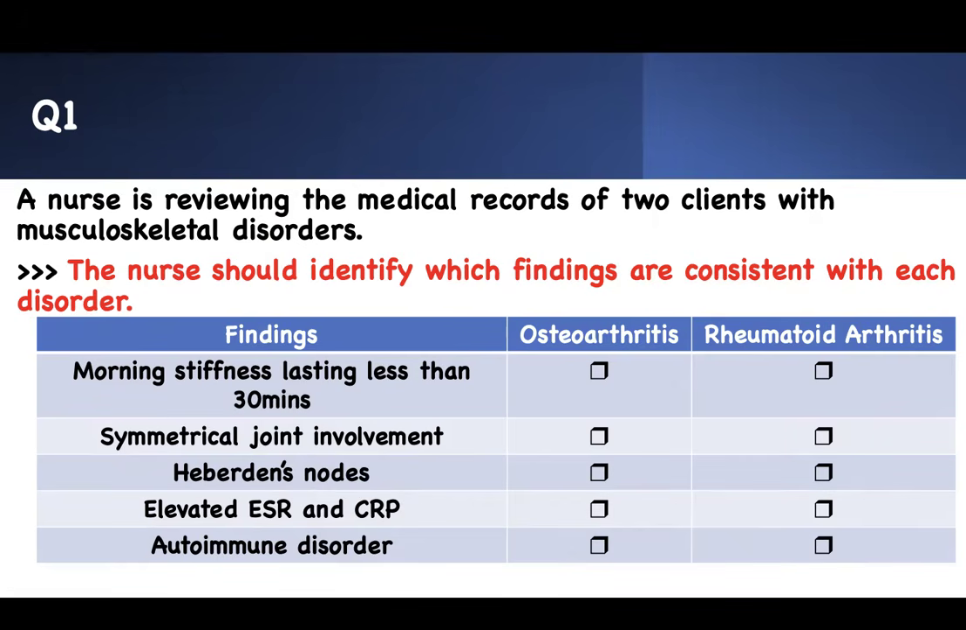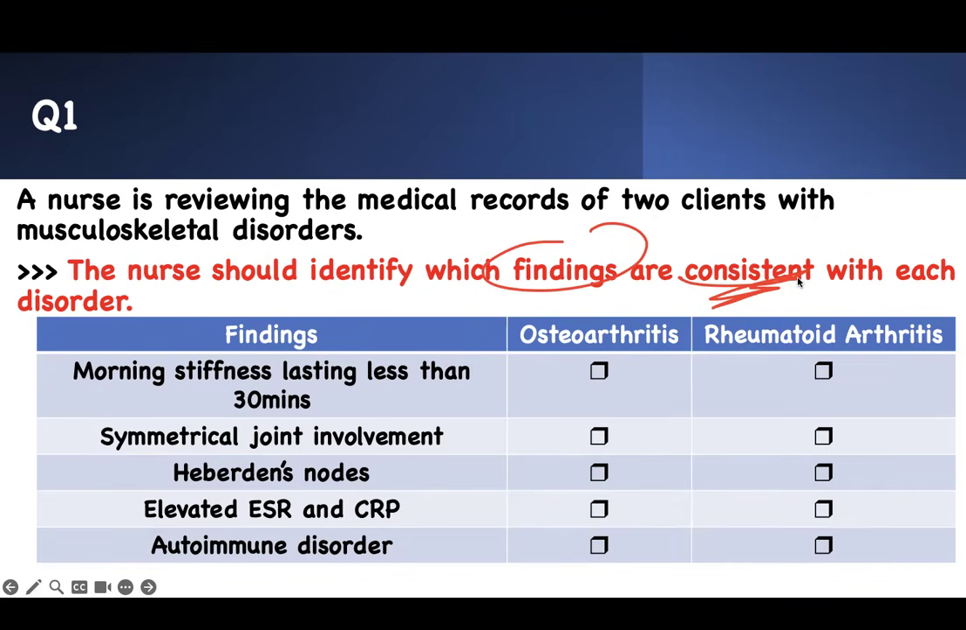When you see this, don't run away from it. Don't over-select. What you need to do, take away the table and ask yourself, is this associated with osteoarthritis or rheumatoid arthritis? That's all. It's just a table. So what is the problem? Read the question from the back and then you identify which findings are consistent. Is it consistent with which disorder?